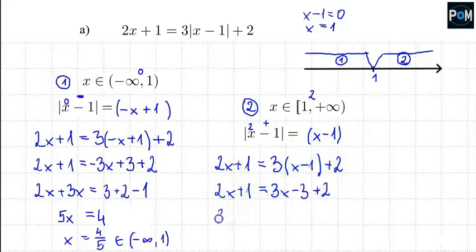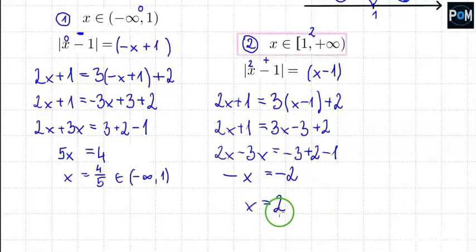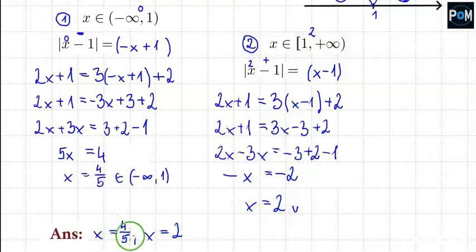We move all the terms, then we reduce the x's, and on this side we'll have minus 2. We'll divide everything by minus 1 so that we don't have a minus sign with the x. We'll get that x equals 2. This 2 belongs to our interval here, so everything is perfectly fine. X can be equal to 4/5, or alternatively, x can be equal to 2. That concludes our first example.